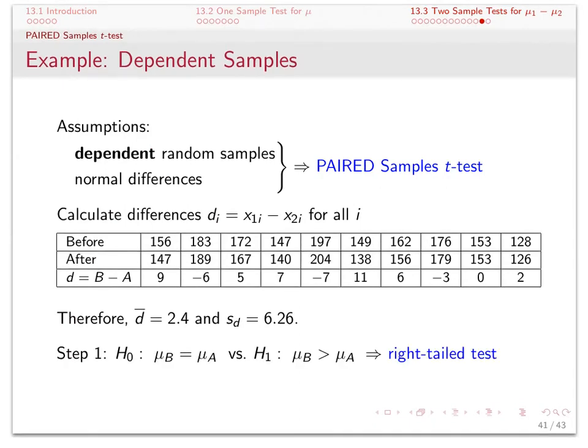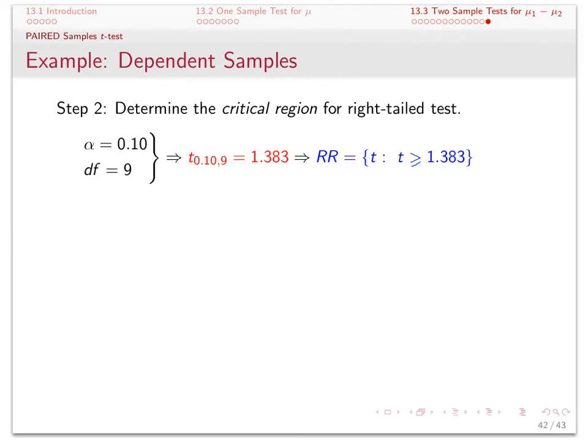Then we'll define our null hypothesis to be that the mean for the before weight is the same as the mean for the after weight, and the alternative would be that the before weight is greater than the after weight, because then that would mean my weight loss program is effective, right, if the after weight is less. So that tells us that we're working with a right-tailed test.